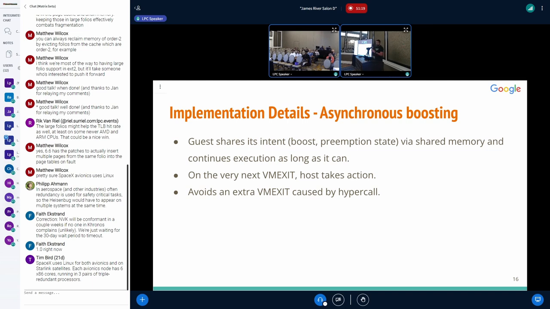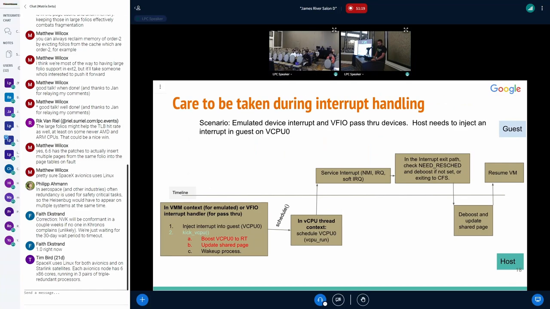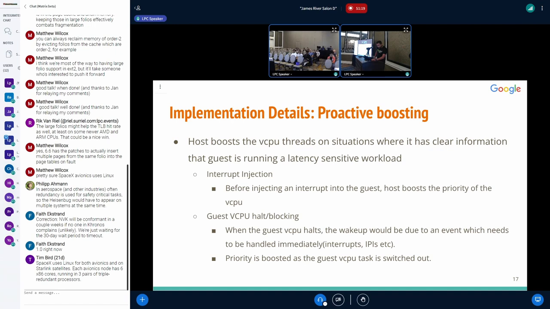And on the VM exit path, we check that state and realize that we just VM exited while the VM was running something important. So we then do the boost at that time. That avoids us doing boosting all the time, and we do the boosting only when needed. Did I get that right? Right. So that's the asynchronous part.